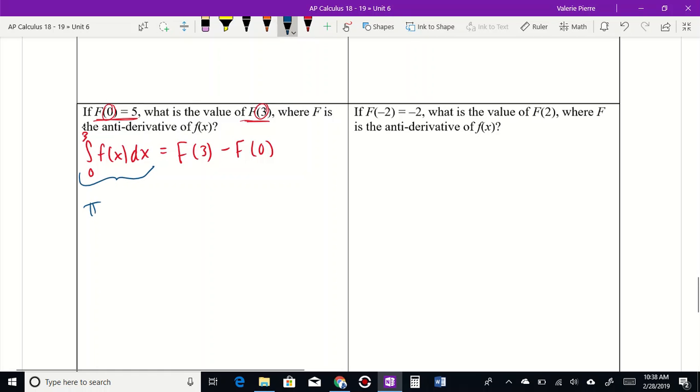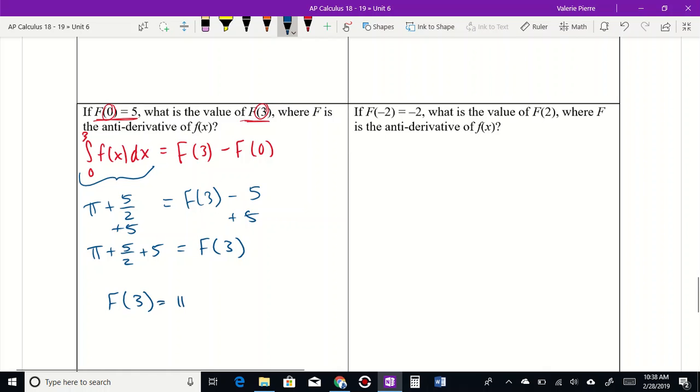So we know what this is. This is pi plus 5 over 2. We don't know what F of 3 is. That's what we're looking for. But we do know F of 0 is equal to 5. So now we're just going to solve for F of 3 using algebra. So just add 5 to both sides. So we have pi plus 5 halves plus 5 equals F of 3. And if we simplify, F of 3 is equal to pi plus 7.5.